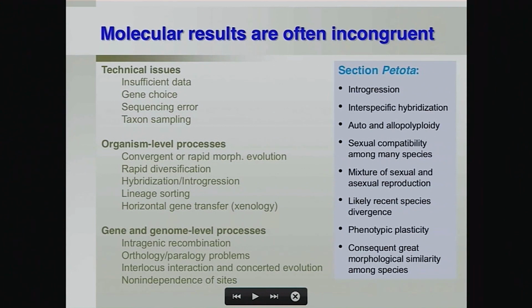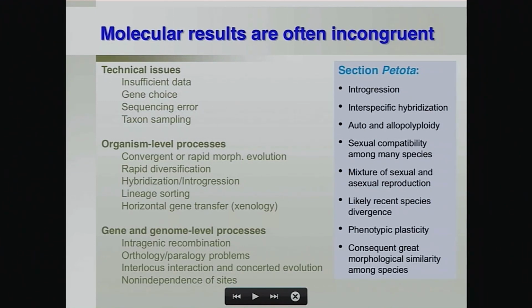So we were thinking, what is going on here? What are the possible reasons that we can get different trees? It can be technical issues, okay? That we can work on, we can avoid those. But those we cannot avoid: organismal level processes like rapid diversification, lineage sorting, or horizontal gene transfer, for example, and other gene and genomic level processes.